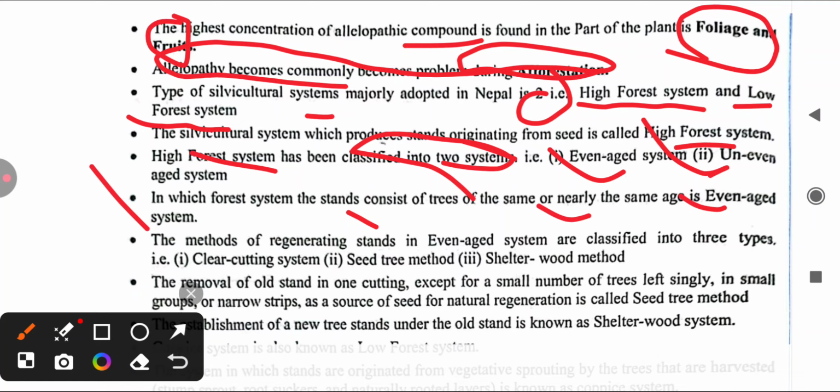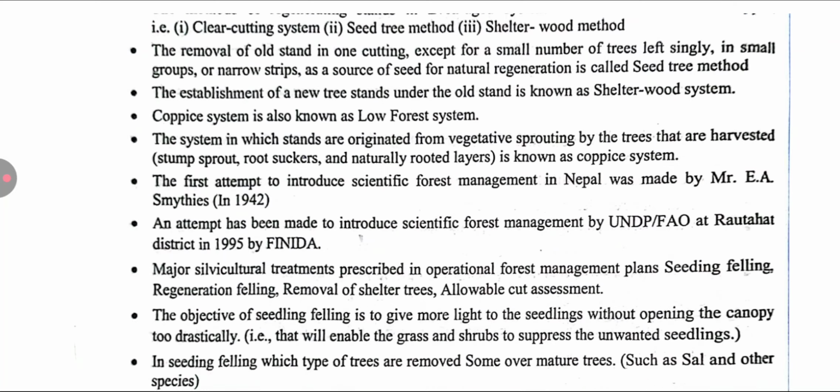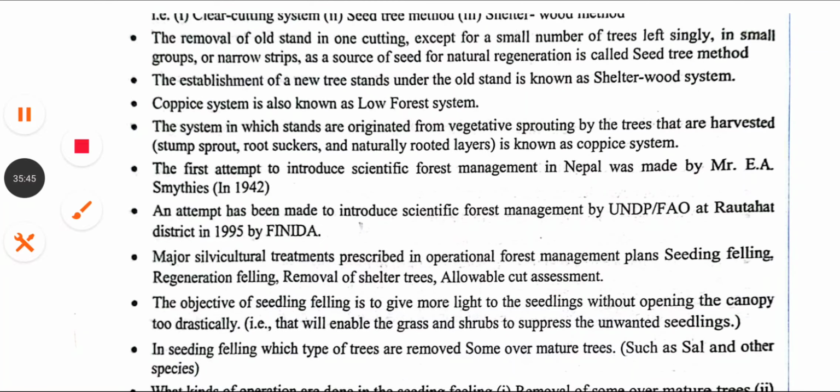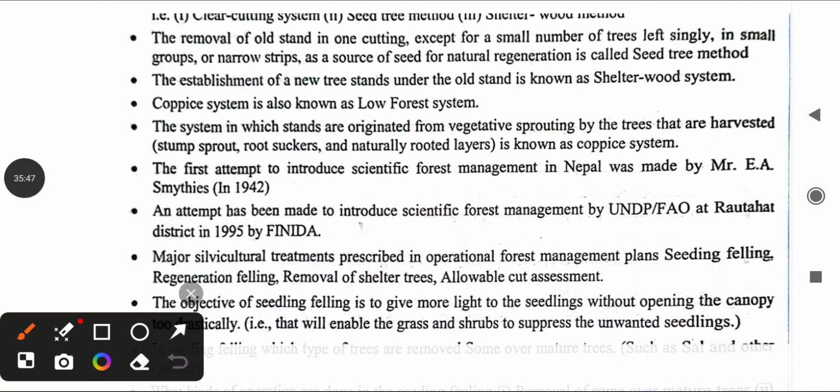The methods of regenerating stands in the even aged system are classified into three types, that is clear cutting system, seed tree method, and shelterwood method. Clear cutting, seed tree, and shelterwood. Clear cutting is the removal of the old stand in one cutting.